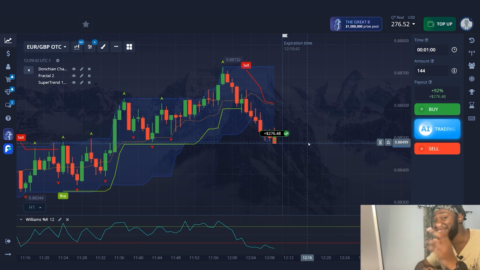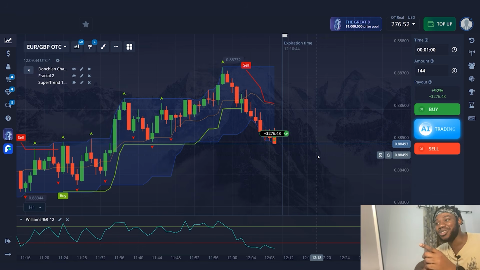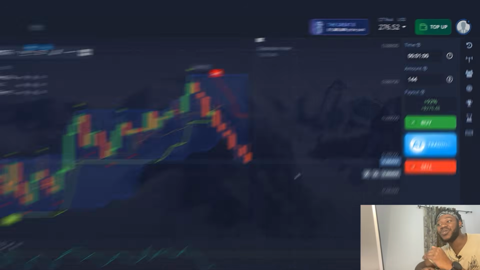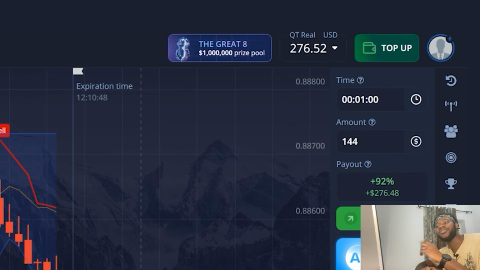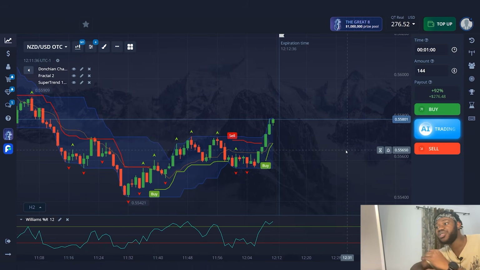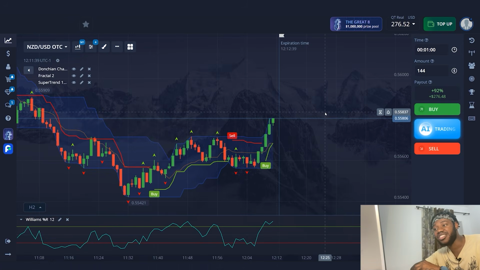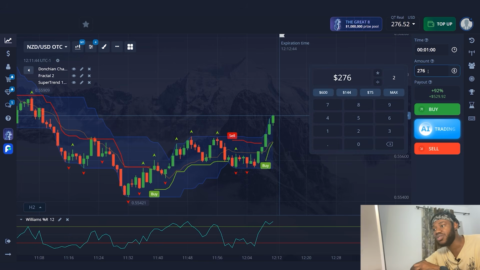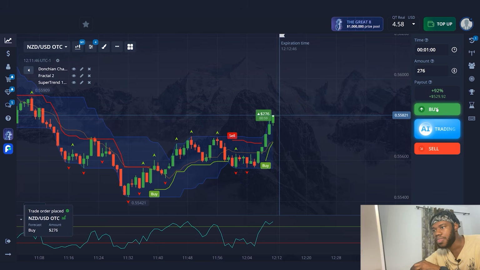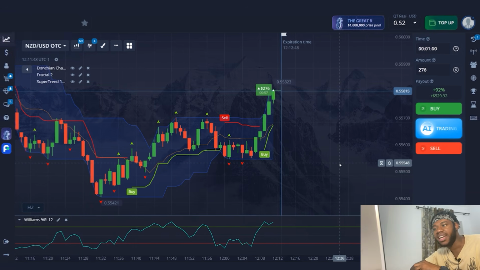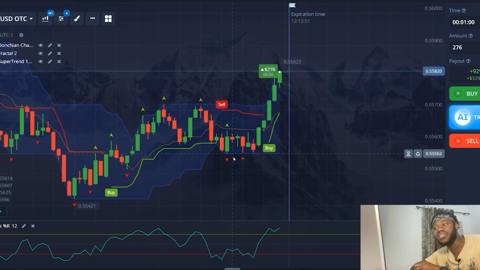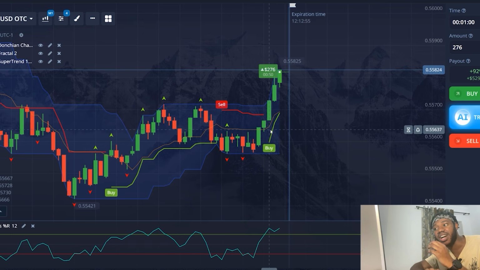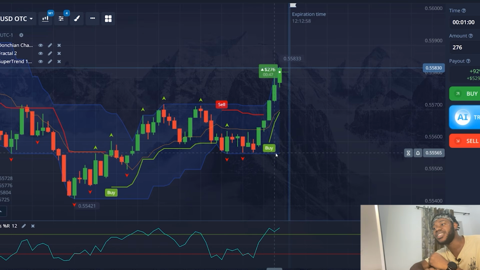Yes, friends. For the second consecutive profitable trade, the account balance increases to $276. We're going to continue working because there are still a couple of trades ahead. This time, the trade amount will be $276. My forecast is that the price will rise. I press the green button to open a trade. As you can see, all indicators have already given a signal and the price is starting to rise. This means that there is an uptrend in the market.